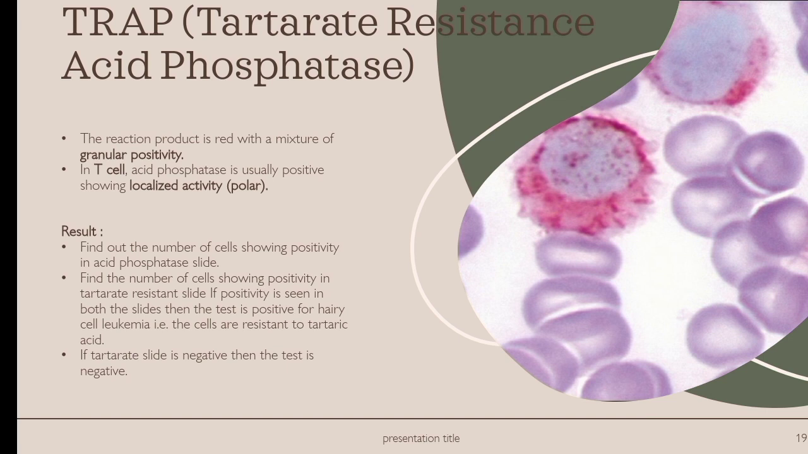The reaction product is red with a mixture of granular positivity. In T cells, acid phosphatase is usually positive, showing localized activity. Result: find out the number of cells showing positivity in the acid phosphatase slide. Find the number of cells showing positivity in the tartrate resistance slide.